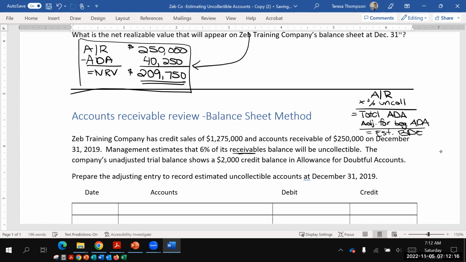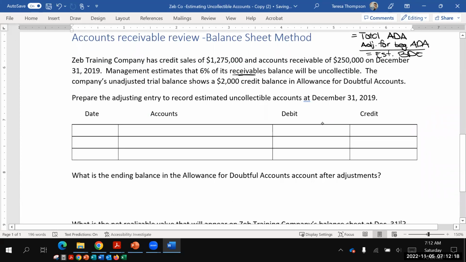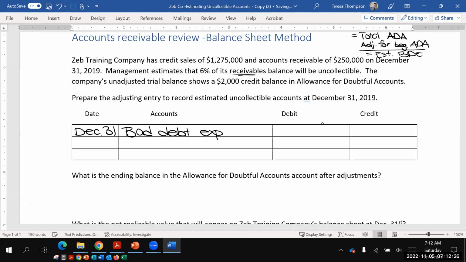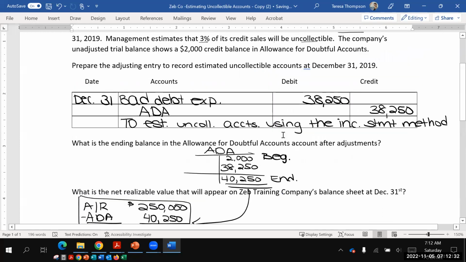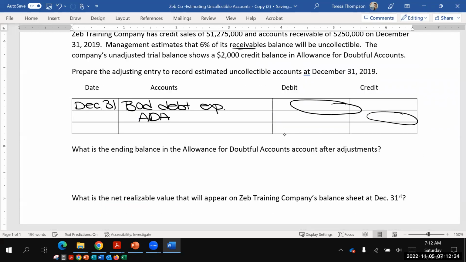Bad debt expense. Your accounts are the same as they were for above. Bad debt expense and ADA. Same accounts, right? What's changing is the amount because we're using a different method to estimate uncollectible accounts using the balance sheet or percent of receivables method. All right, we'll go back to our formula so we can figure out those amounts.